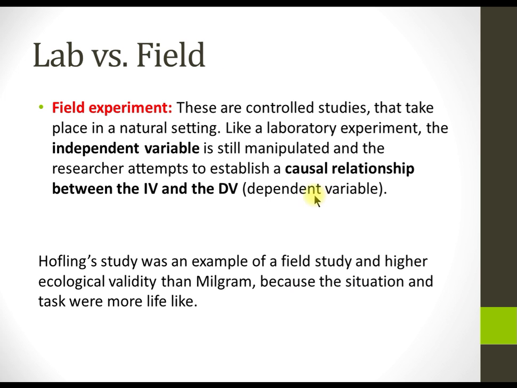Lab versus field. We can also contrast, so if external validity is an issue, then actually carrying research out in a field experiment may be a more valid method. So a field experiment is a controlled study that takes place in a natural setting. Like laboratory experiments, we're still manipulating the IV to measure a causal relationship with the DV. A field experiment could take place in a school or a hospital or in a town centre or a shopping mall or something like that.